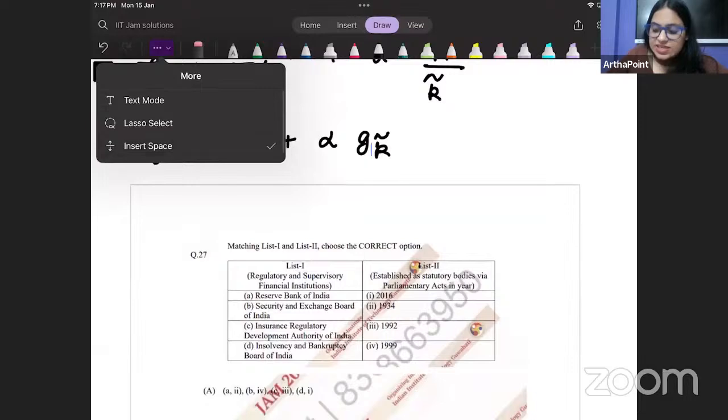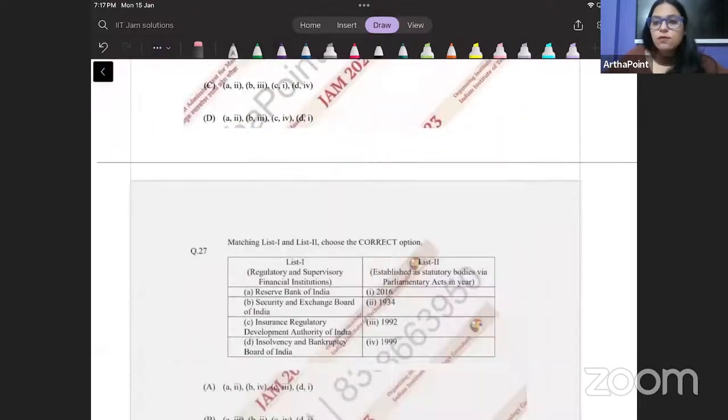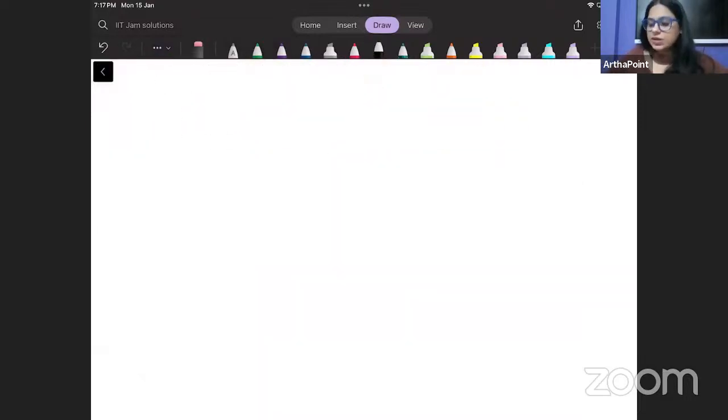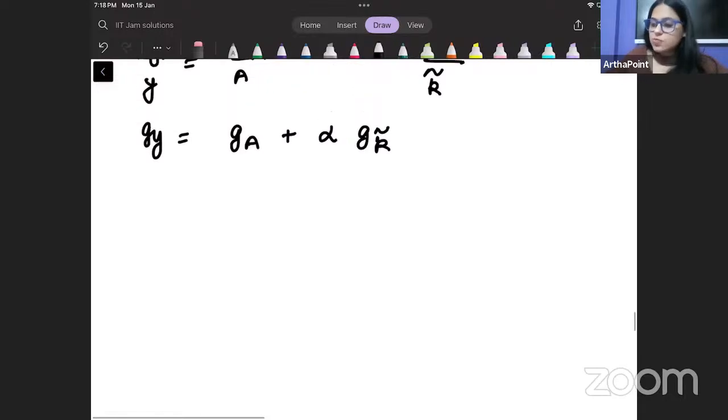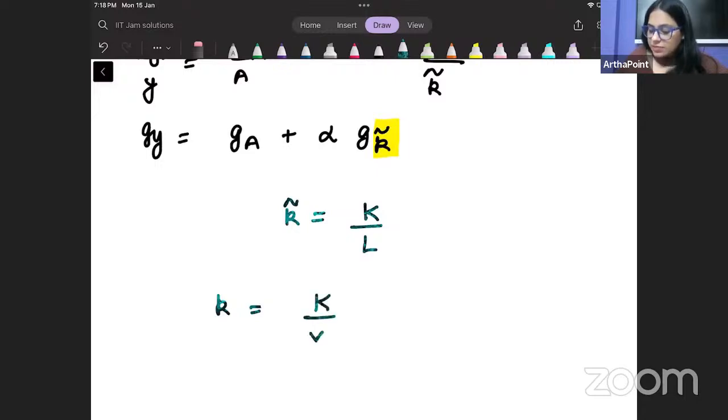अब मुझे किसी तरीके से बस इस k curl को वापस k में convert करना है. I need to convert this in terms of small k. This is what I have to do. So how did I define k curl? K curl was K by L. हमने throughout L से divide किया था. What is k? The k explained in the question is K by Y.